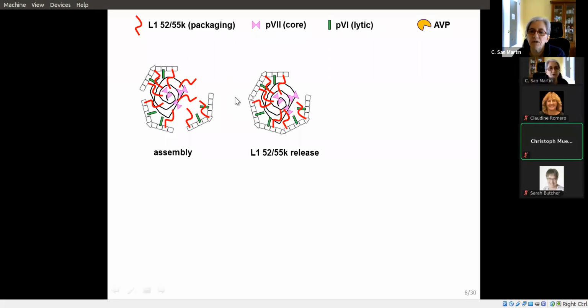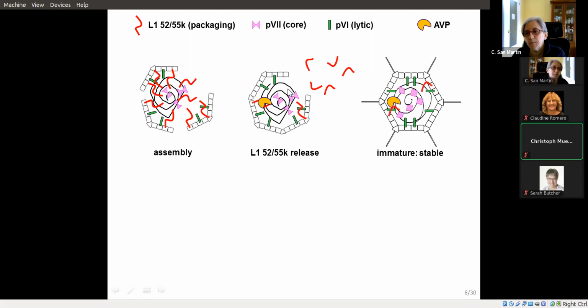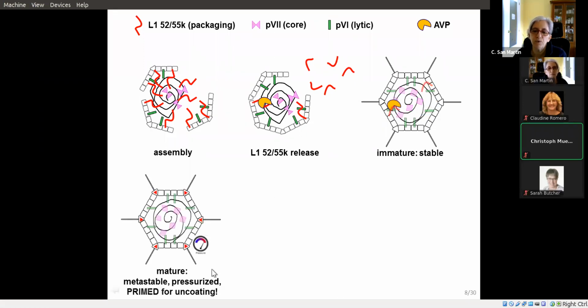protease, which has been packaged together with the genome, starts cleaving its targets. And the first target it cleaves is the packaging protein, which is released and is not present in the mature particle. Some mutants get stalled at this state of assembly, and they produce what we call immature particles. These particles are not infectious because they are much too stable. They do not properly uncoat, and that means that they do not release the lytic peptide, and they become trapped in the endosome.